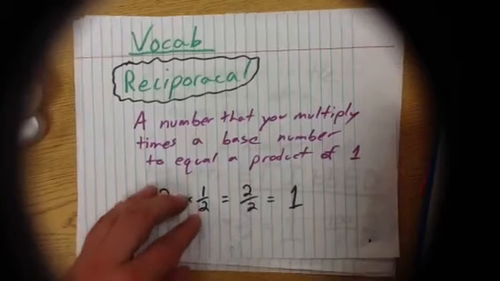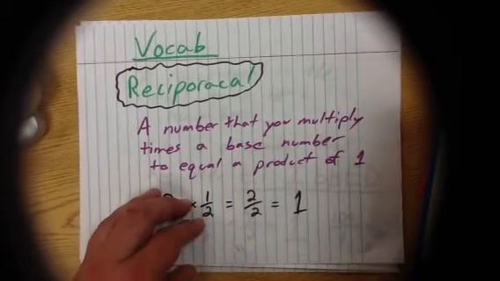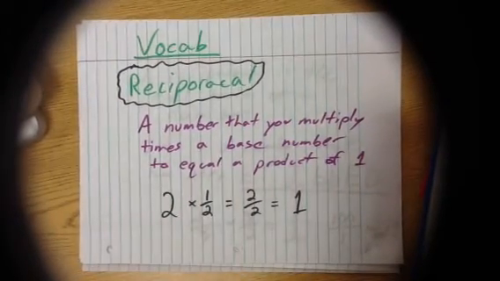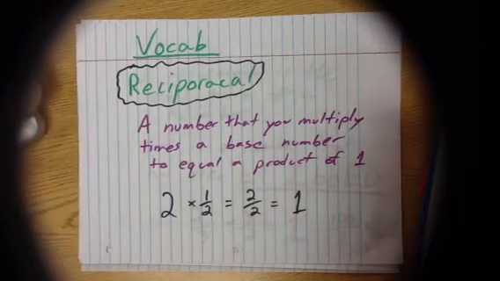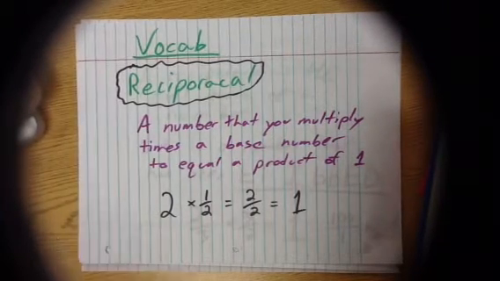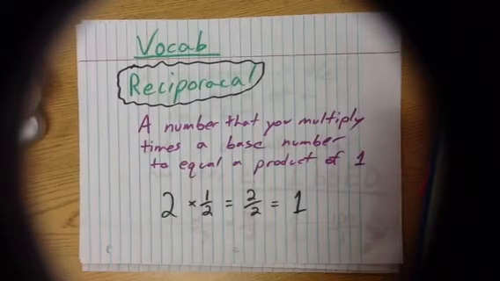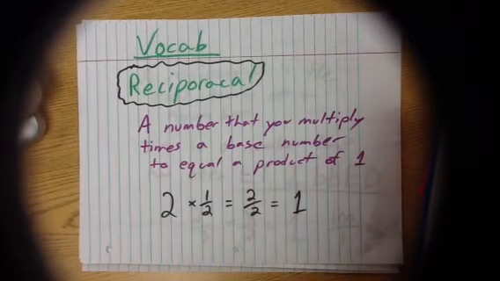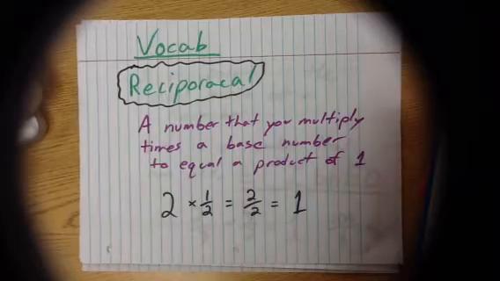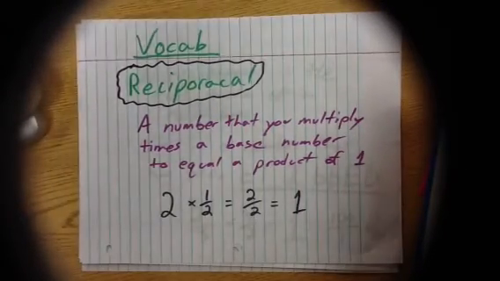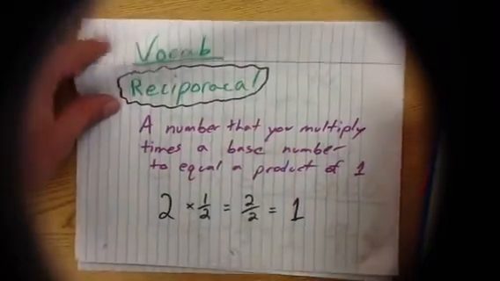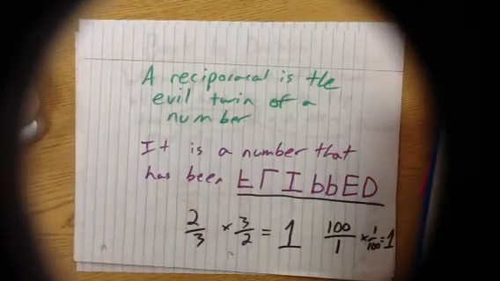Vocab that's important for dividing fractions is the word reciprocal. A reciprocal is a number that you multiply times a base number, like 2 or 3 or 1/2. Once you multiply it by this reciprocal, it equals 1. So the reciprocal of 2 would be 1/2, because 2 times 1/2 equals 1. Also, 2/3 times 3/2 would equal 1 as well. So really it's just a flip.